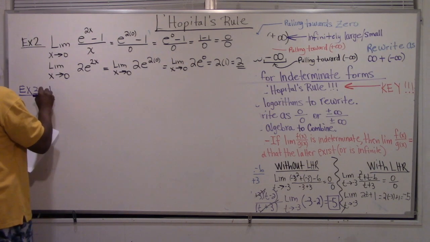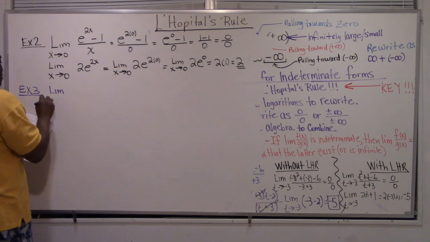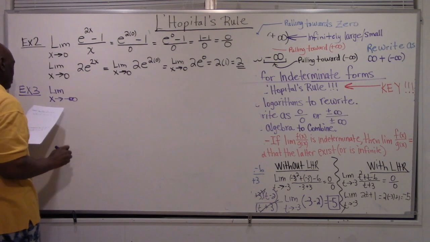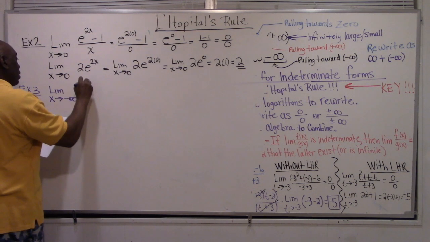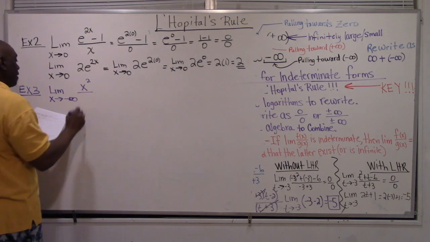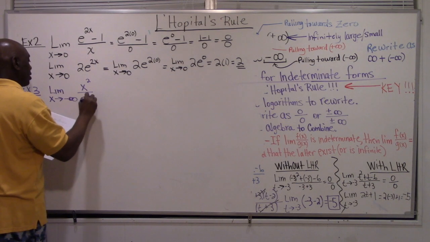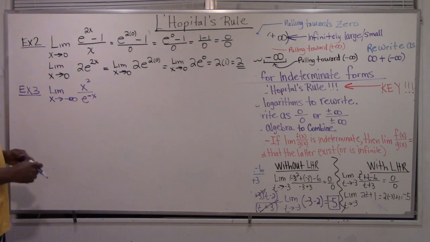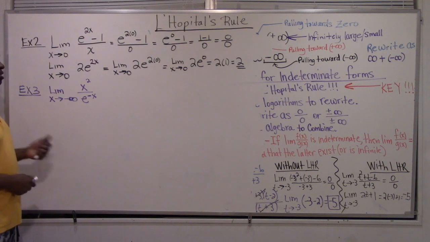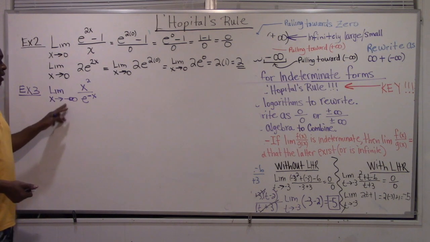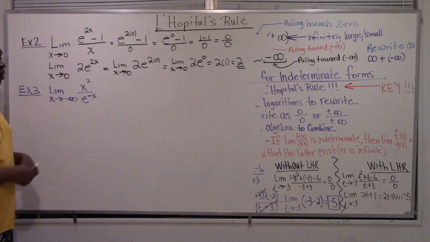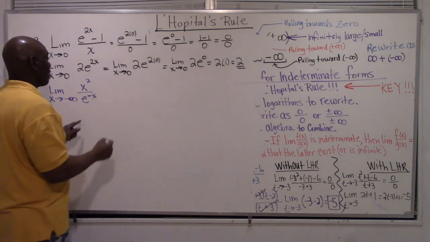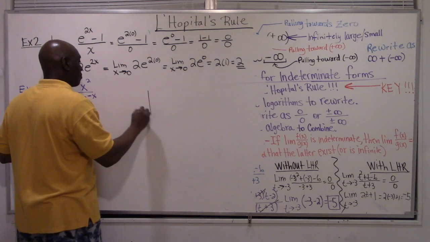All right, so now we have the limit as x approaches negative infinity of x squared divided by e to the negative x. Let's see what's happening here. Plug in negative infinity and see what we get. Or you can just look at the graph. Take a look at the graph, right?